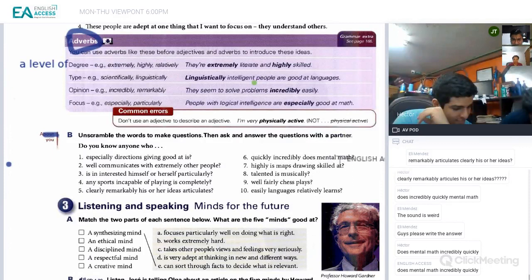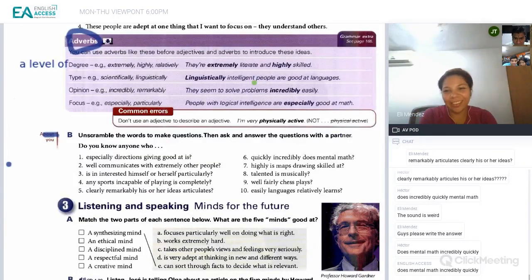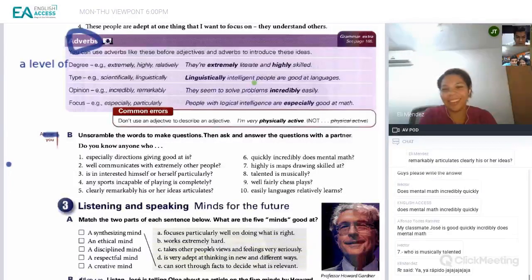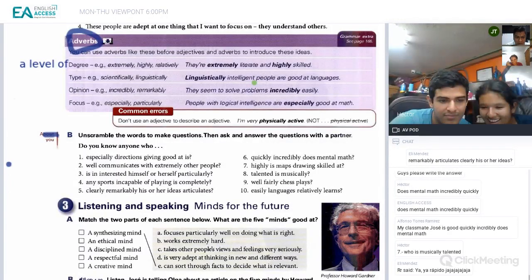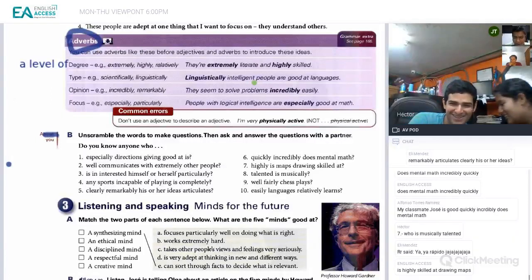who is musically talented? Who is musically talented? Number 7, no? Musically talented? Is that correct? Exactly. Sorry, Ellie. No, it's okay. Let's go.